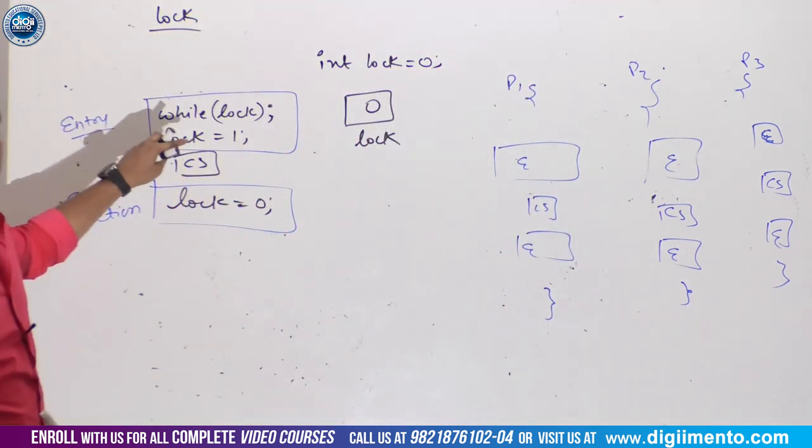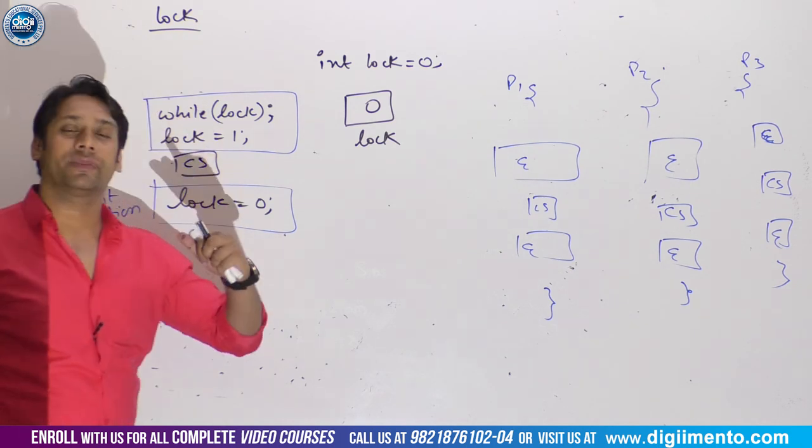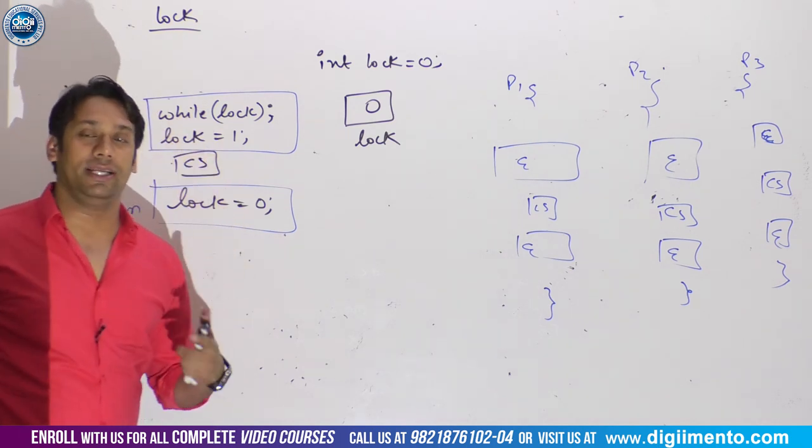So the first line of code: while lock, we are going to check whether any process is already inside the critical section or not.